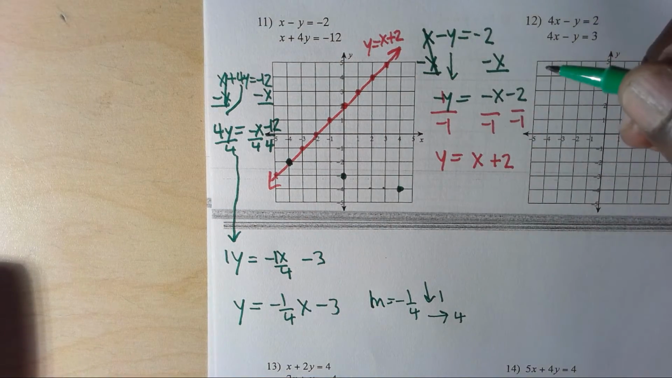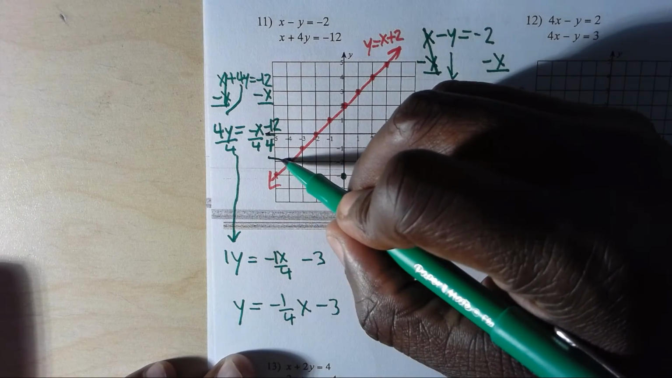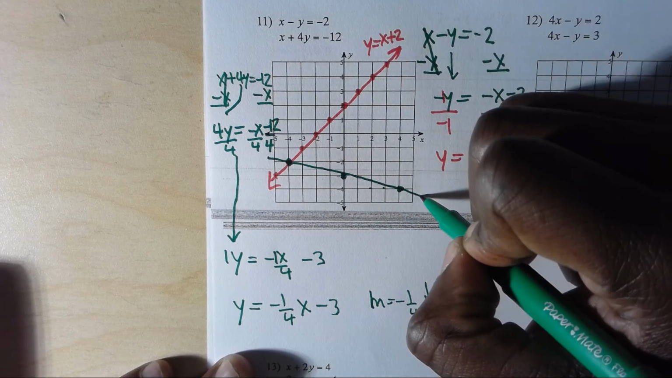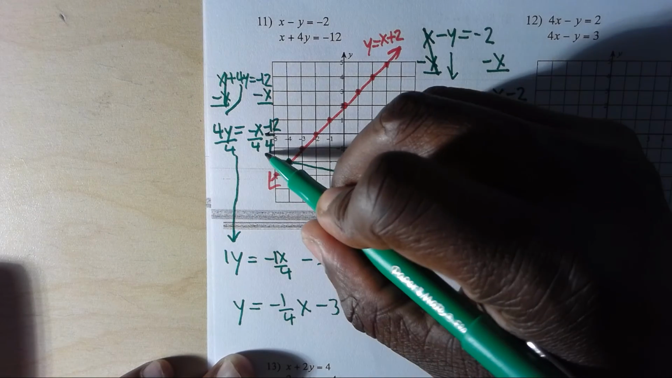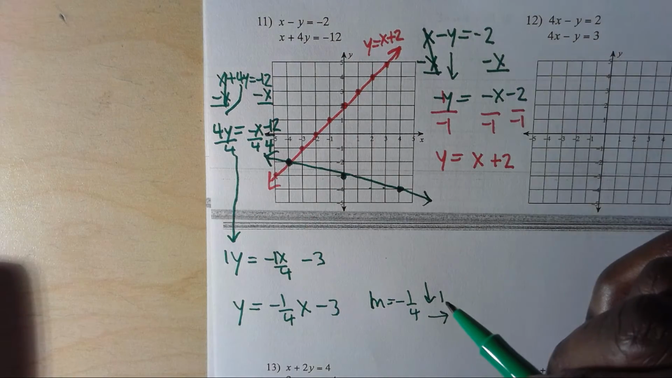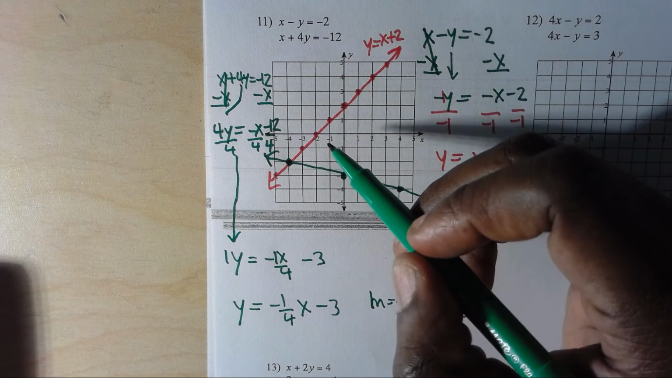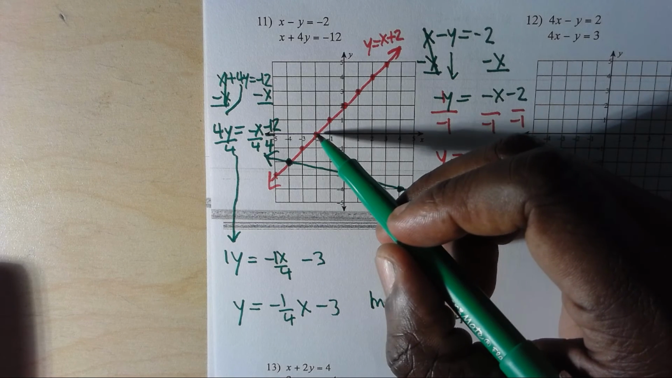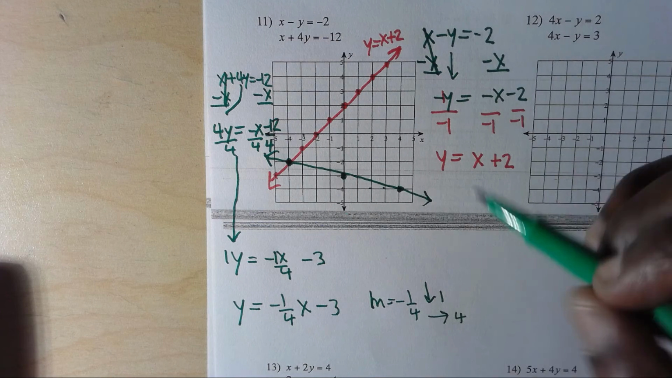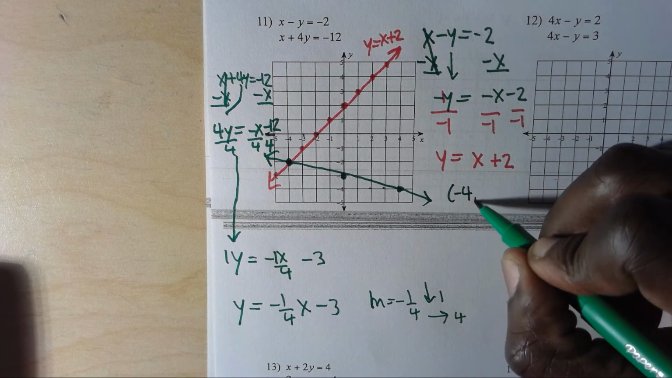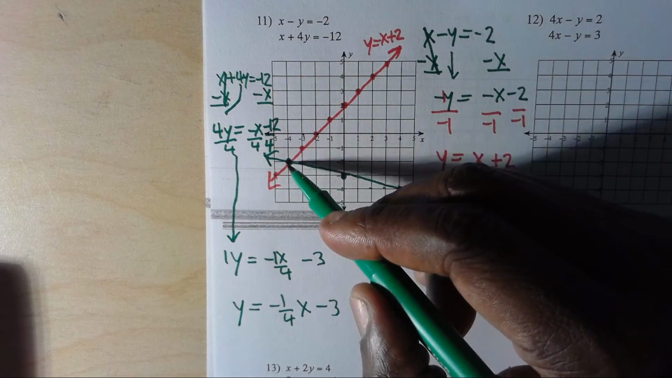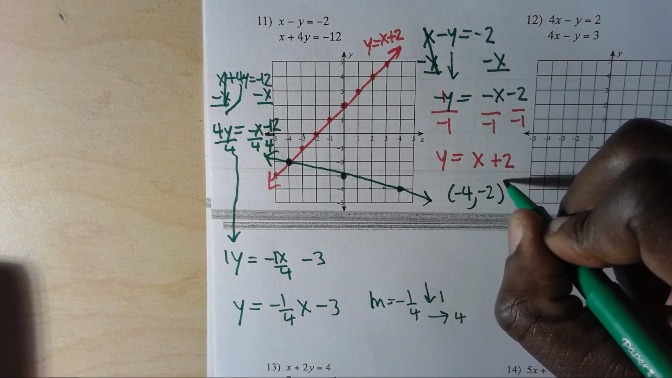Look at that. We found the point of intersection. Does that make sense? So then from here, we're going to go back 1, 2, 3, 4. So that means -4, comma, down 1, 2, -4, -2 is my solution.